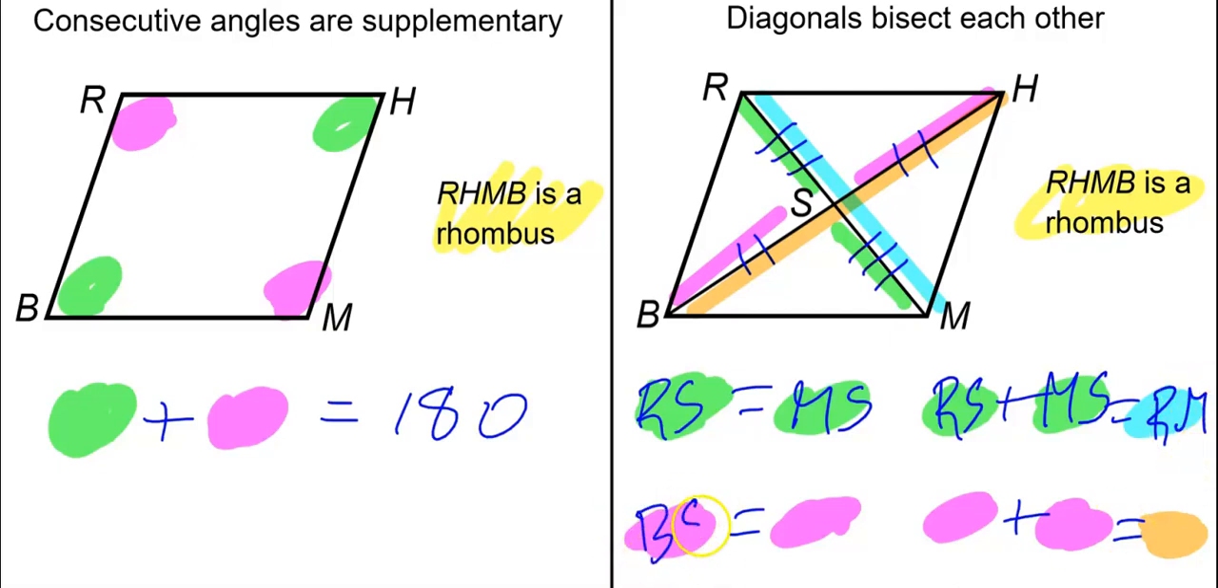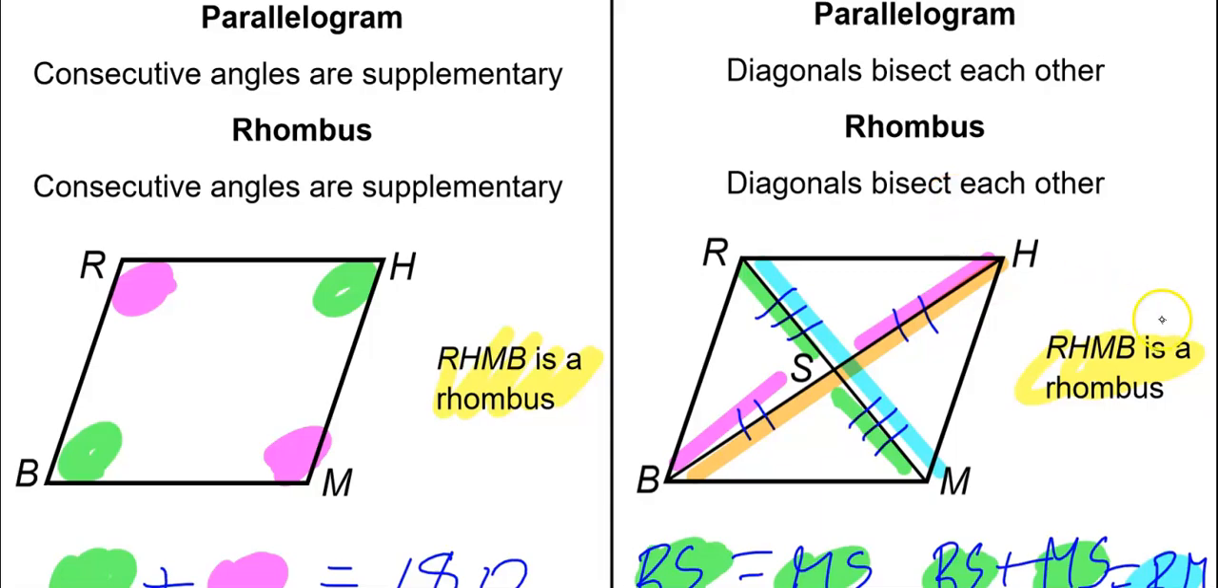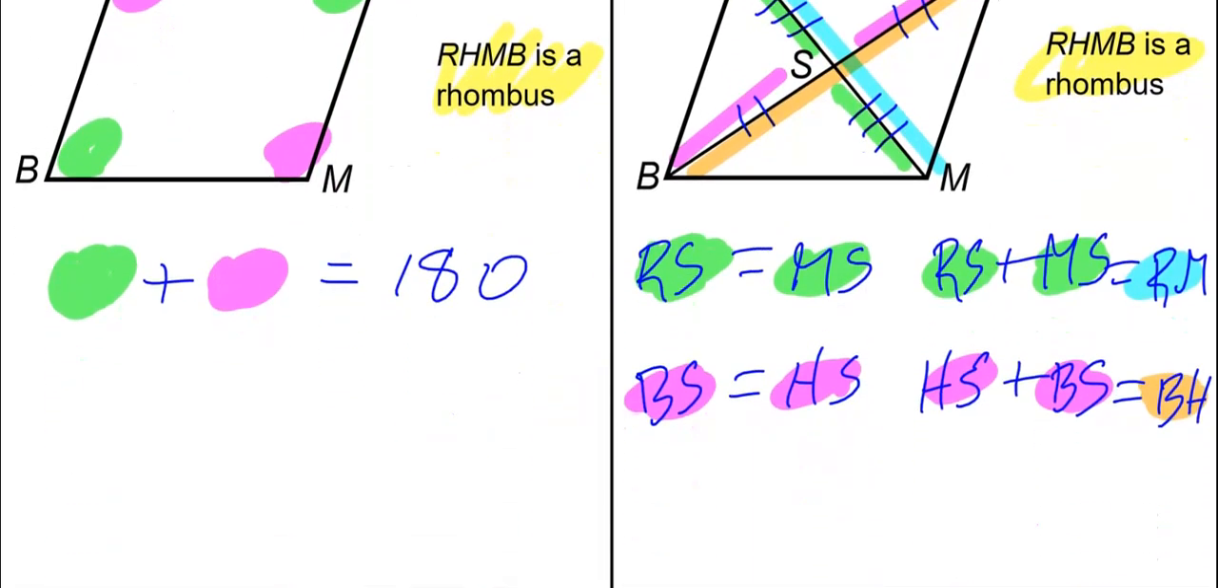The length of segment BS is equal to the length of segment HS. And if you add the 2 purples together, HS plus BS, that equals the whole diagonal, BH. Oh, it's still true. Diagonals bisect each other.